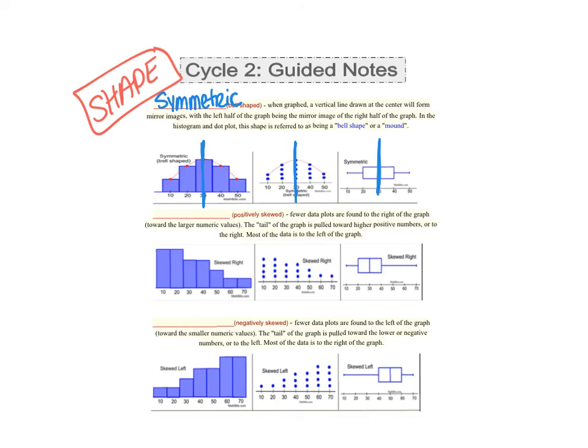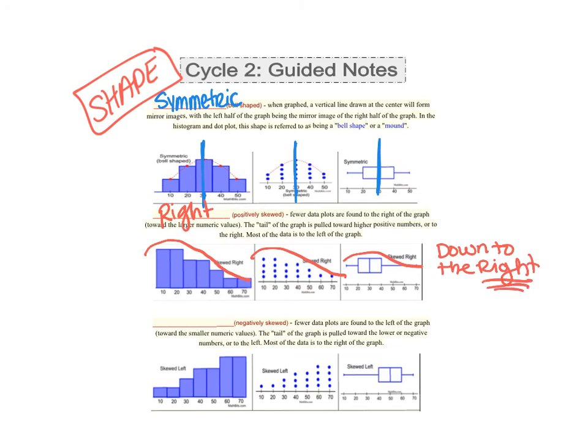When you have data that's really, really heavy on the left and there's not a lot of data towards the right, then that is called skewed right or positive. So it's right skewed. So where there's not a lot of data on the right, so it kind of goes down to the right, it's right skewed. So if we go down to the right, then it's right skewed or it's positive skewed.